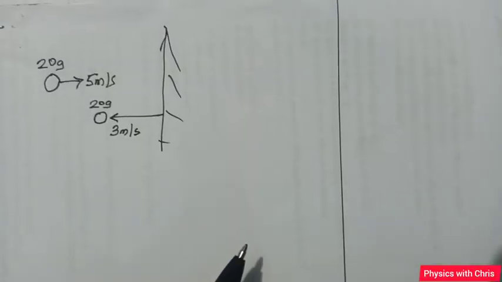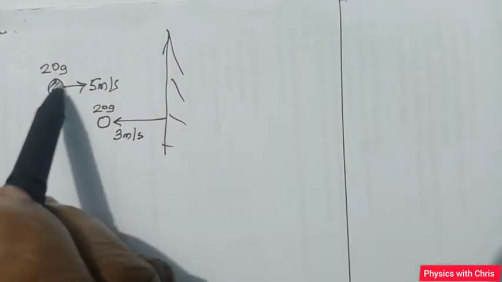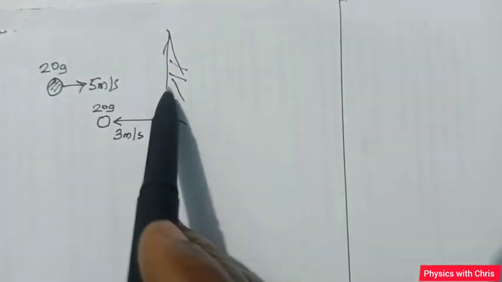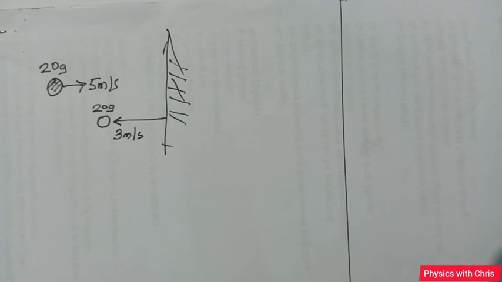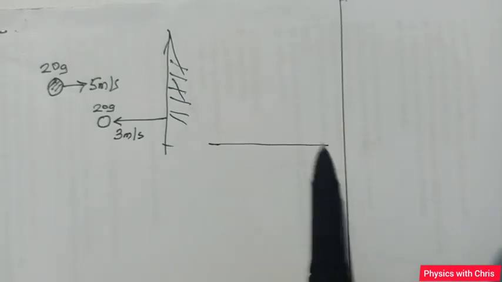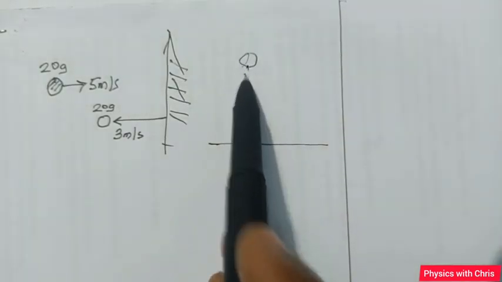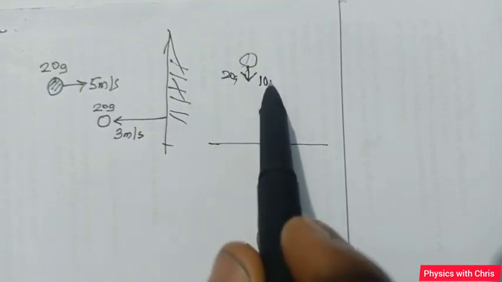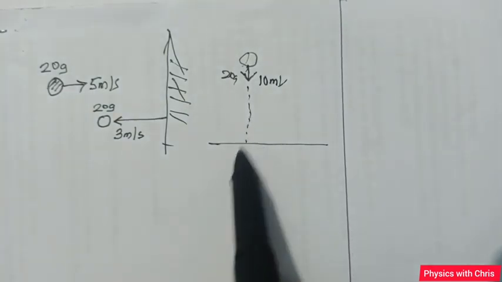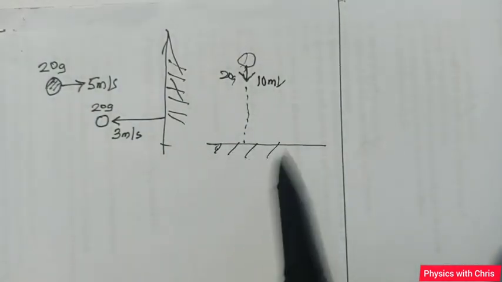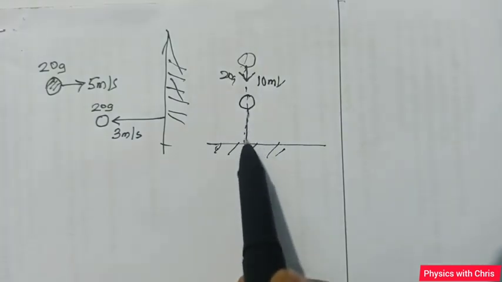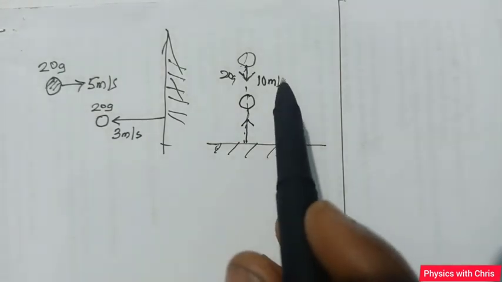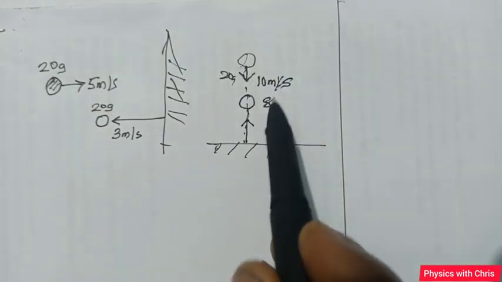Now, sometimes you are given a case where a body of mass 20 kg is moving towards a hard wall with a speed of 5 meters per second. Sometimes the motion may be downwards. You see a ball of mass, say 20 grams, moves with a speed of 10 meters per second towards the floor. It's possible that when it hits the hard surface, it may rebound. If the collision is inelastic, it may rebound with a speed that is less than 10 meters per second. Let's say with a speed of 8 meters per second.